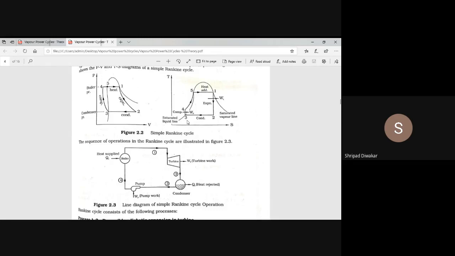And pump work is what? You see the diagram. Comparing 3 and 4, 4 is the highest value. So H4 minus H3 is your pump work, and H1 minus H2 is your turbine work. So net work done is WT minus WP, that is H1 minus H2 minus (H4 minus H3).